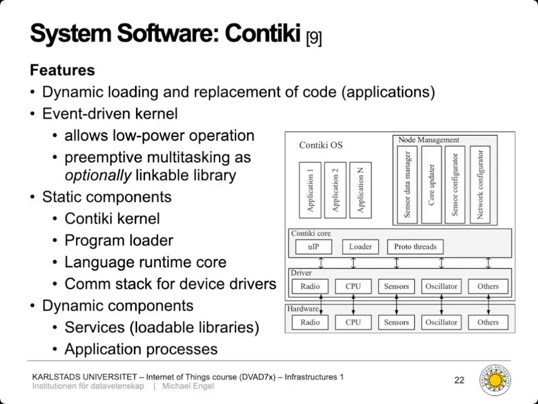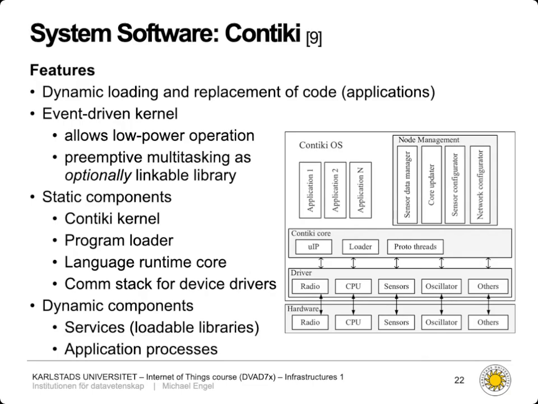It doesn't have to do preemptive multitasking, it can do cooperative multitasking, but if you want preemptive multitasking, Contiki is flexible enough so you can optionally link preemptive multitasking as a library, as a component, which is one of the very special features here. As static components, you always have the Contiki kernel, the base of the system itself, a program loader, which is responsible for loading and unloading all the dynamic components, a runtime core for your language, responsible for starting programs written in a certain language, and you usually have a communication stack and device drivers. Then you can dynamically load and unload components like services for your network, like a web server, for example, as a loadable library, and application processes.